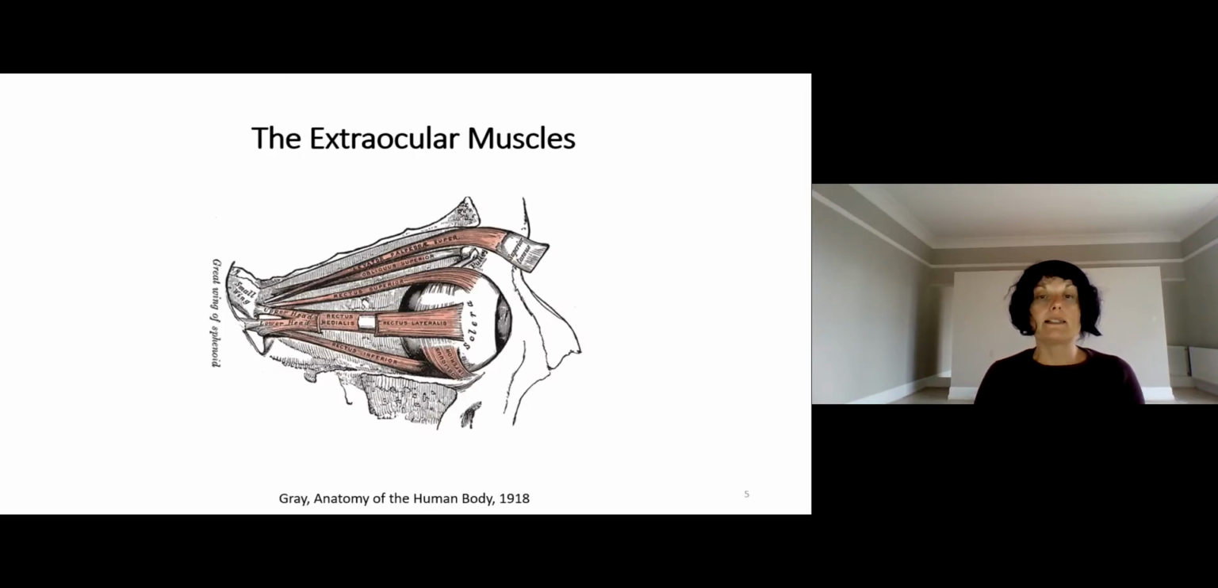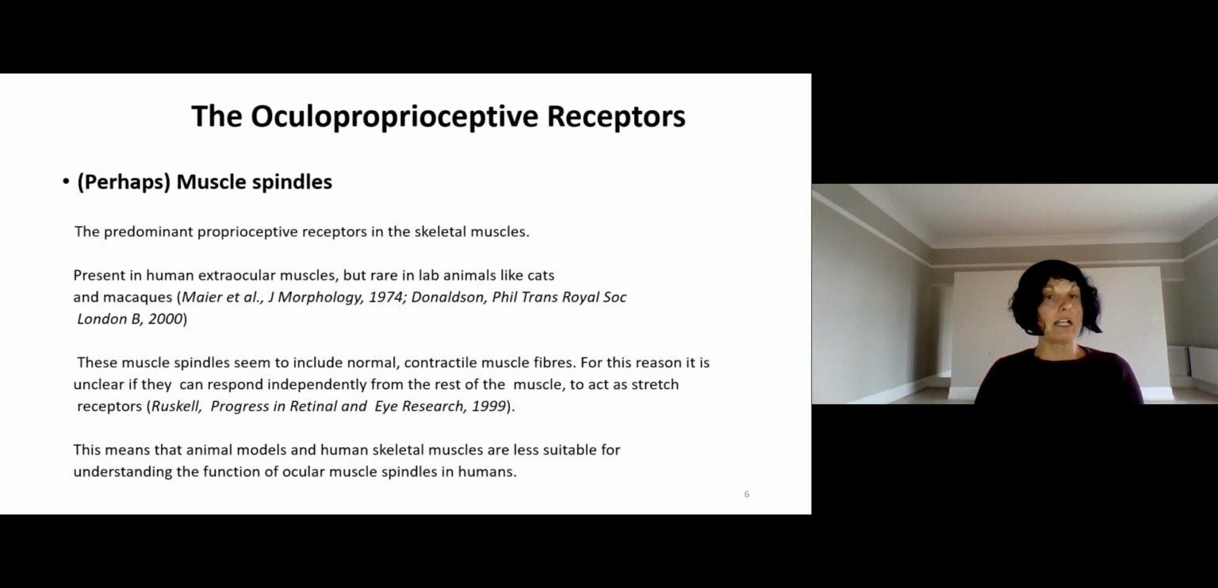The eye globe is moved in the orbit by extraocular muscles, and in these extraocular muscles, we know for sure there are receptors that respond to stretch. These receptors are proprioceptive receptors. Now, the nature of this receptor is rather controversial. One proposal is that the muscle spindles, which you are probably familiar with from the skeletal muscles, also act as proprioceptive receptors in the extraocular muscles.